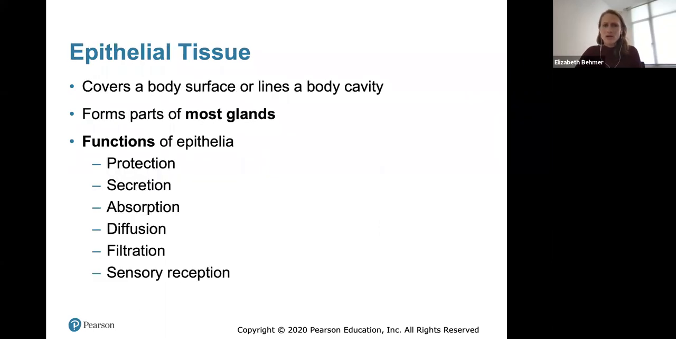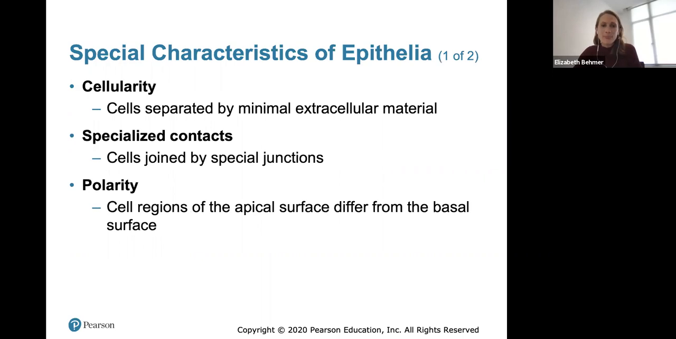So epithelial tissue covers a body surface or lines a body cavity. It forms parts of glands, and the functions of epithelial tissue are to protect, secrete substances, absorb, diffuse things through them, filter things, as well as sensory reception. We have sensory receptors in your skin.